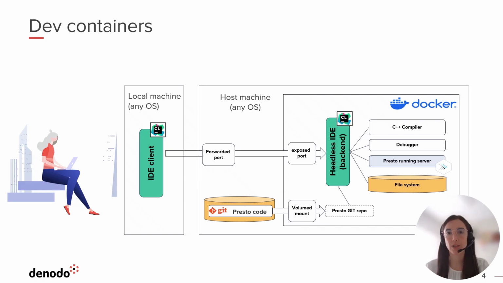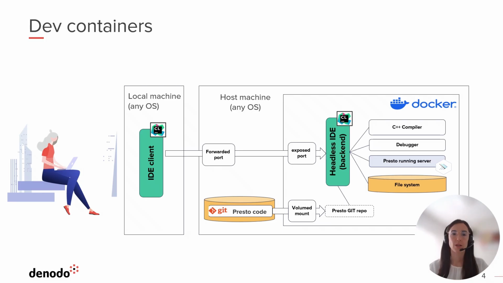This is a feature that is available in modern IDEs like IntelliJ and CLion. And the idea is that the IDE is divided in two parts, the client that the user faces and the backend server that actually does the hard work of compiling the code, debugging, running the Presto server, and so on. So the backend server is actually running inside a Docker container.